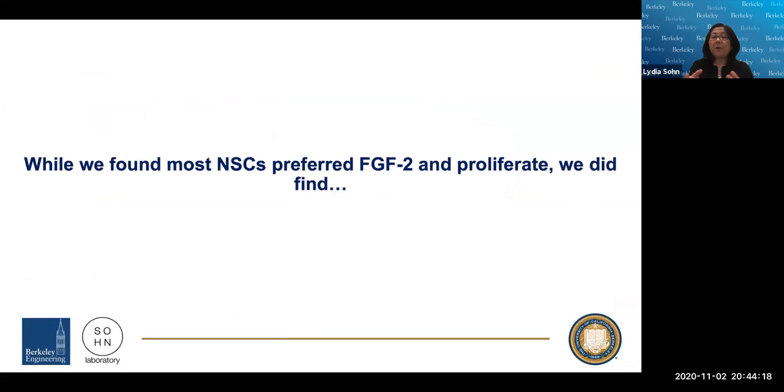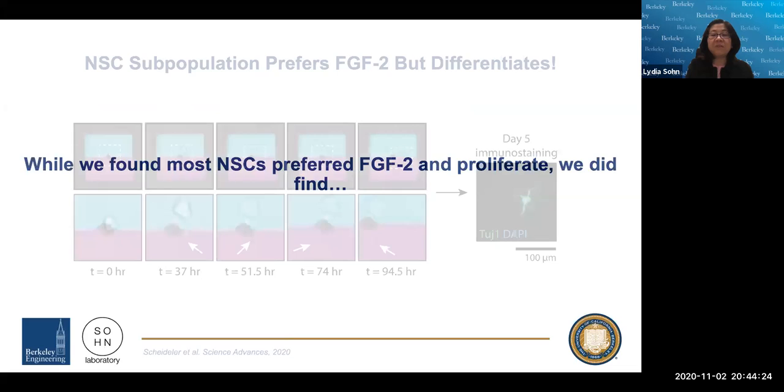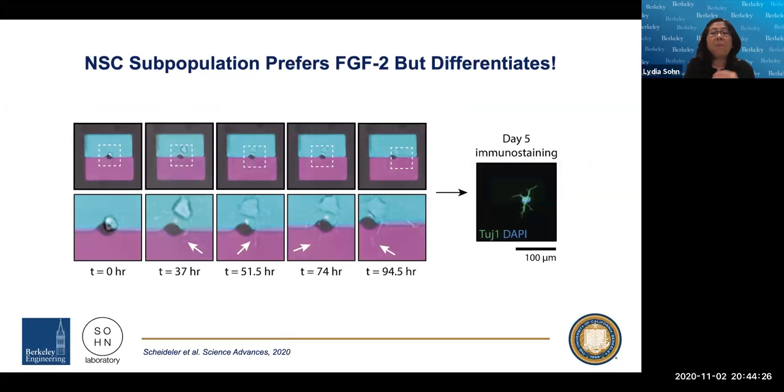So while we found that most neural stem cells prefer to be in FGF2 and proliferate, we did find a small subpopulation that, while preferring to be in FGF2 and therefore should proliferate, they actually ended up differentiating. And this was a real surprise for us, and it goes against what you would expect to see. So the question really is why?